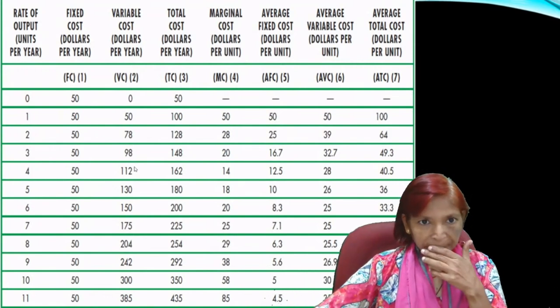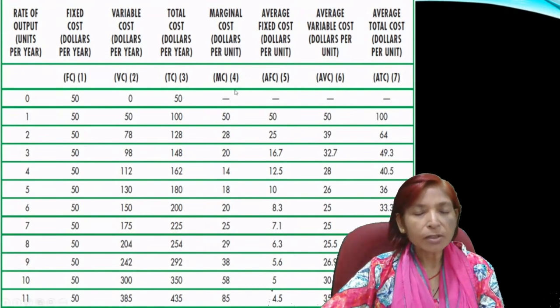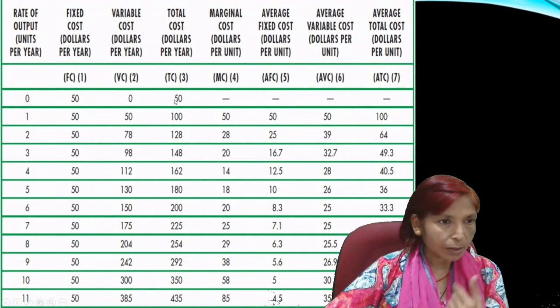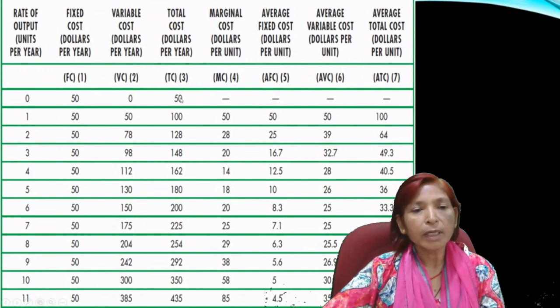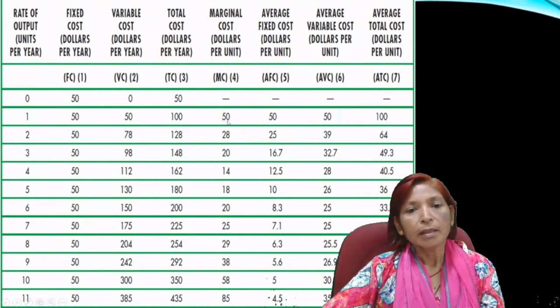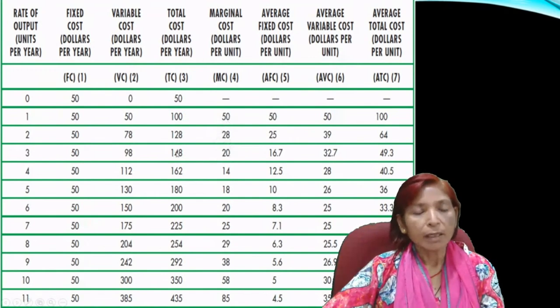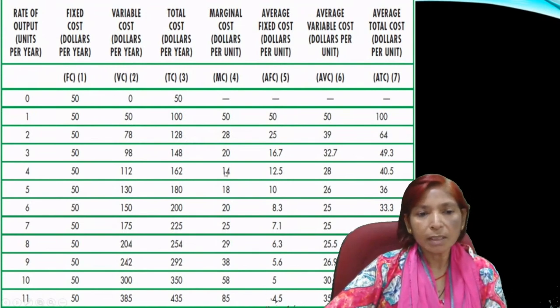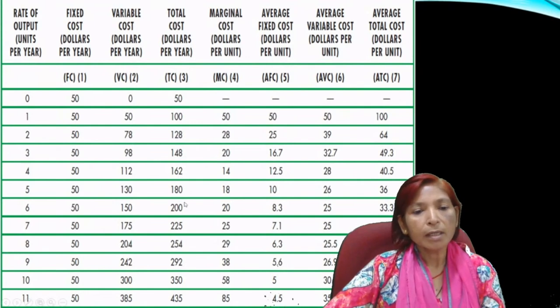Now next is marginal cost. Marginal cost is the difference of total cost. Like in the beginning, we will take a dash, because MC is the difference of total cost divided by the difference in total units of output, delta TC upon delta Q. Delta TC means change in total cost, 50 or 100. What is the difference between these? 50. And 0 to 1 is 1. So 100. Here the marginal cost is 50, then 28, then 20. The difference between 148 and 128 is 20, and 162 and 148, the difference between these is 14. 180 minus 162 is 18. 200 minus 180 is 20.